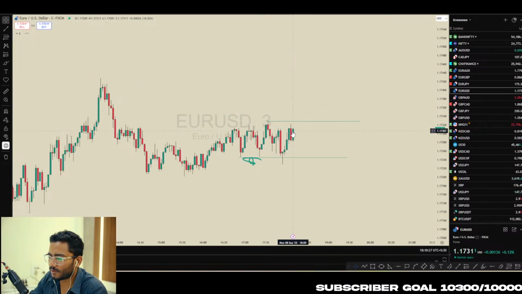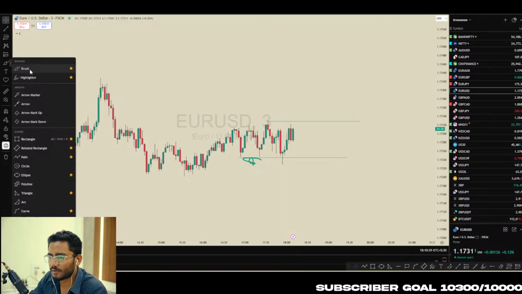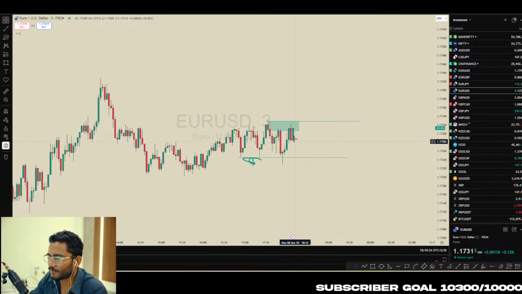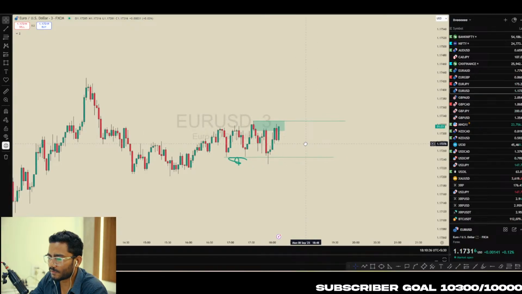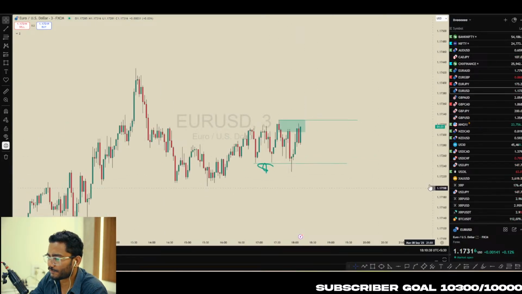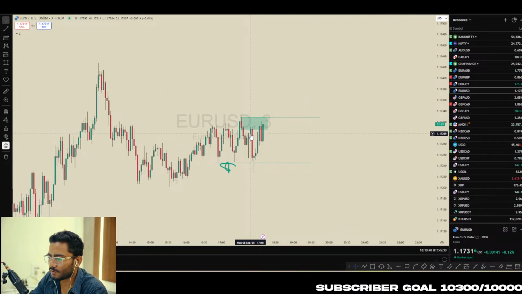It has almost swept the liquidity. So this is the order block and this will be a breaker block. Price rejected from this. Okay, so this is a breaker block. This is the order block, reacted from this order block. So it's a failed order block and we can look for a retest and then it should continue.